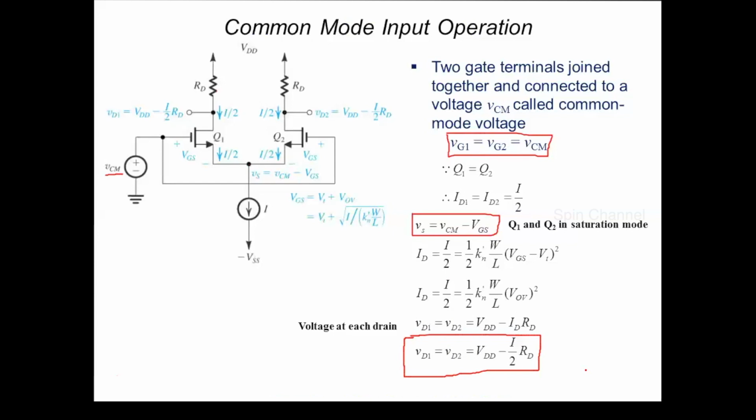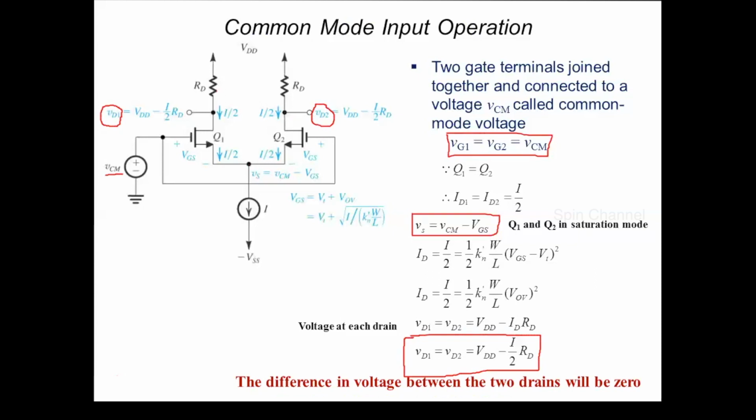So from this expression, if both drain voltages VD1 and VD2 are equal and we measure differentially, what will be the output voltage? In common mode input operation, the difference in voltage between the two drains will be 0.